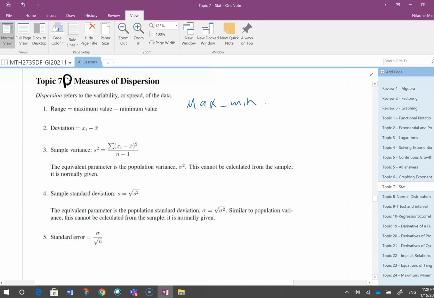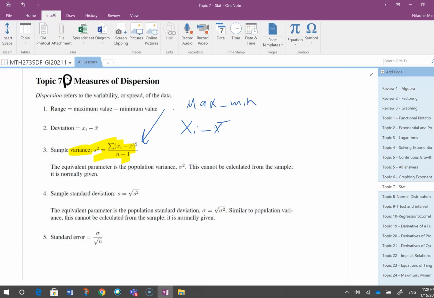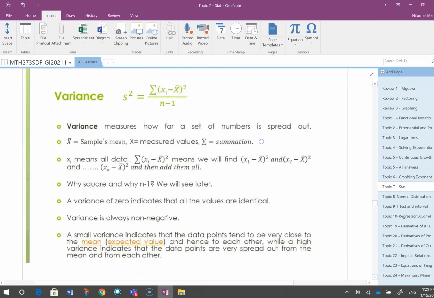Okay, deviation is xi minus x bar. That's deviation. And then I said, okay, we use this formula. If we use the formula without radical, we call it variance. Okay, so variance without radical. But when we use radical, we call it a standard deviation, right? A standard deviation. So it's just talking about this.